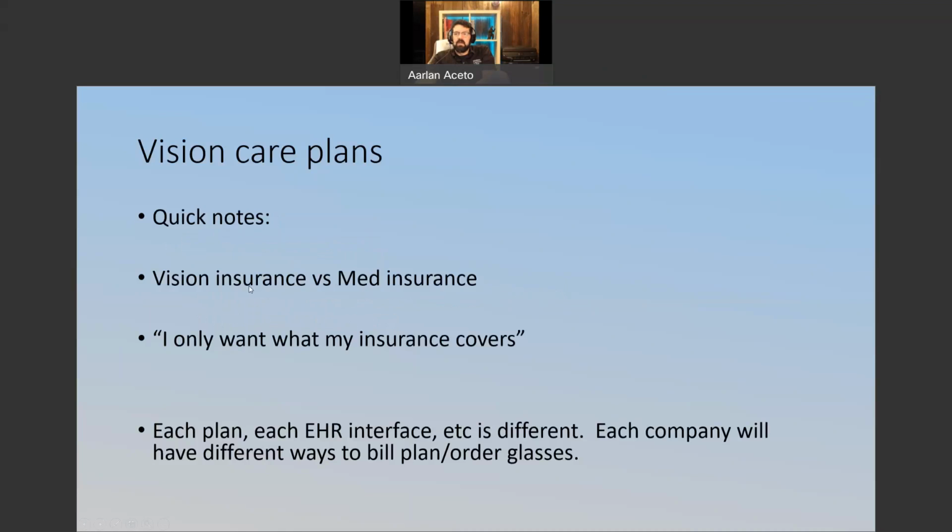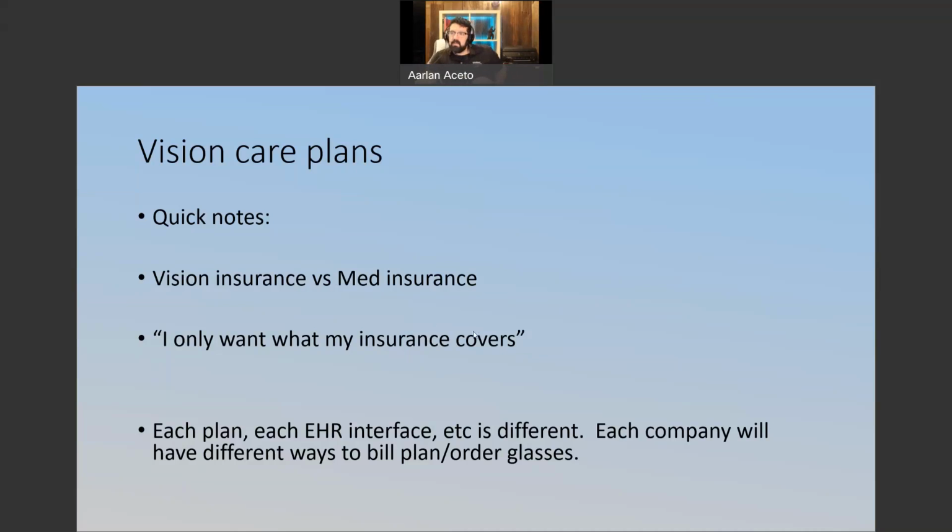Quick notes, vision insurance versus medical insurance. Like I said, I don't believe that vision discount plans should be referred to as insurance. They're vision plans specifically to reduce the cost, but insurance for me is a different animal that covers when you're sick and it has more to do with medicine. Vision insurance is more just to reduce the cost of our products.